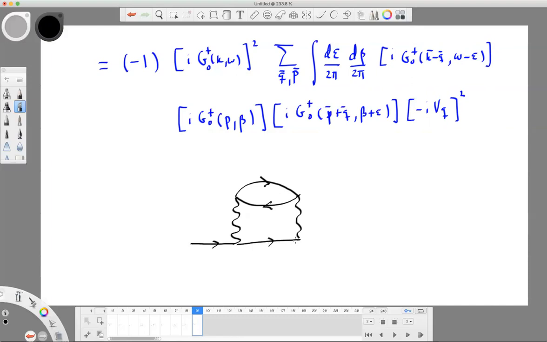Okay, so this is the diagram in k omega space. We have k omega coming in here, k omega coming out here. We have a q and epsilon going in here. So we have k minus q and omega minus epsilon going out here. Then we inject beta into here.